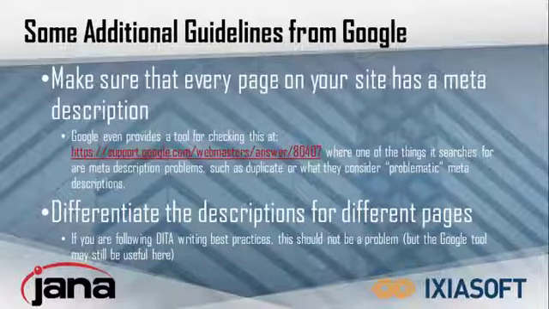And also you want to differentiate the descriptions for your different pages. So if you're following DITA writing best practices, this really shouldn't be a problem. But as I say here, it can't hurt to check. You now have information for a tool provided by Google. Use it, try it on your own docs, assuming that they're externally available, and see what results come up. You may be hopefully pleasantly surprised, and if not, well, it gives you an idea as to the sort of work that may be ahead of you. All right, next slide, please.